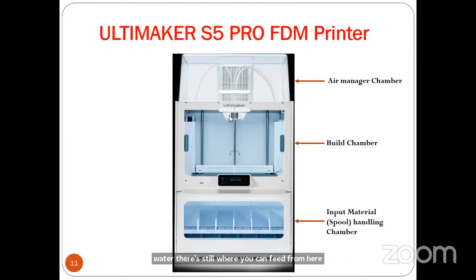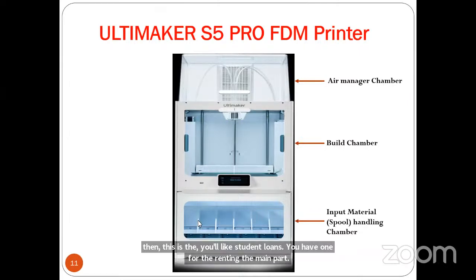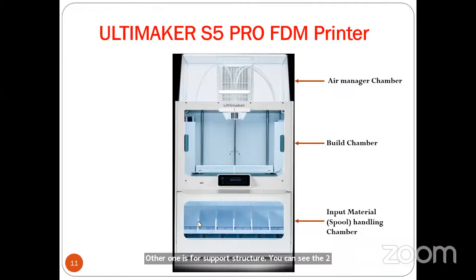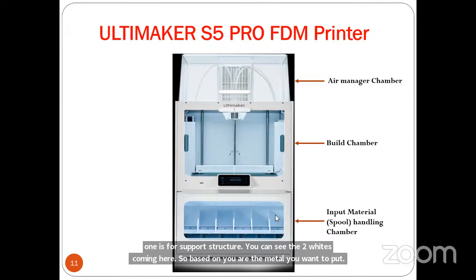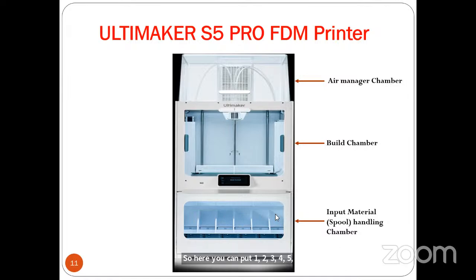And then you have the dual extruder nozzles here, one for printing the main part, the other for the support structure. You can see the two wires coming here, based on the material you want to use. Here you can put six different types of spools of wire. The wire goes from here, and at the top you have the air manager chamber, where moisture from the wire will be absorbed and dried up, so that you will get a perfect print.